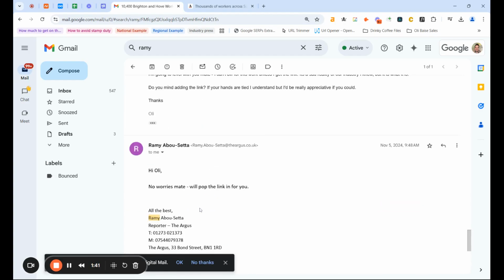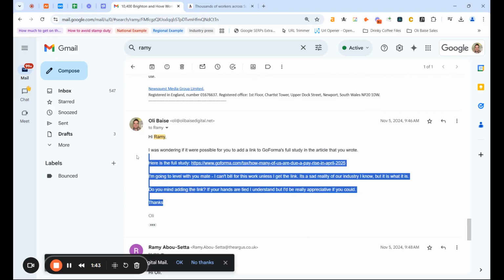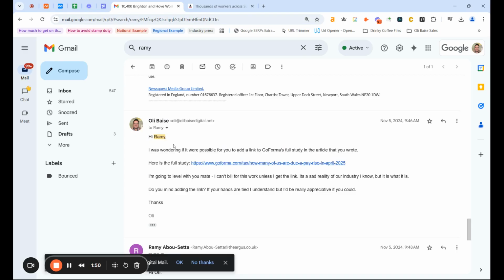Now, this has a 100% success rate. Journalists are happy to link to good content because they're learning that PRs can't operate without it, and journalists at the end of the day need PRs. So be polite, be honest, and be timely. The longer you leave it, the less likely they are to add the link. So quick as you can, be polite, be honest, and that's how you do link reclamation for PR data studies.